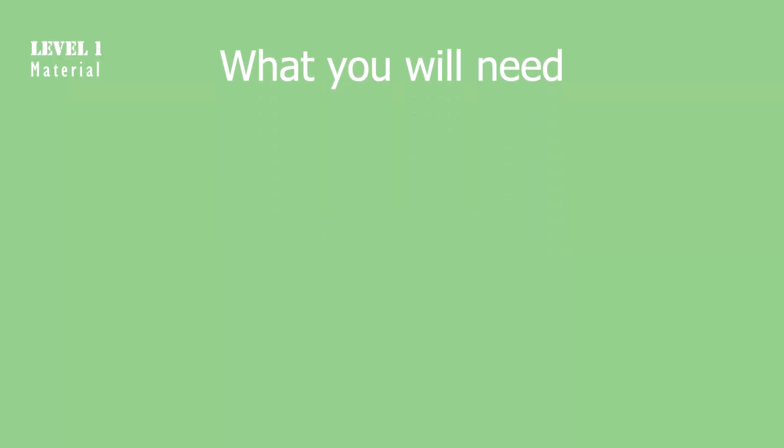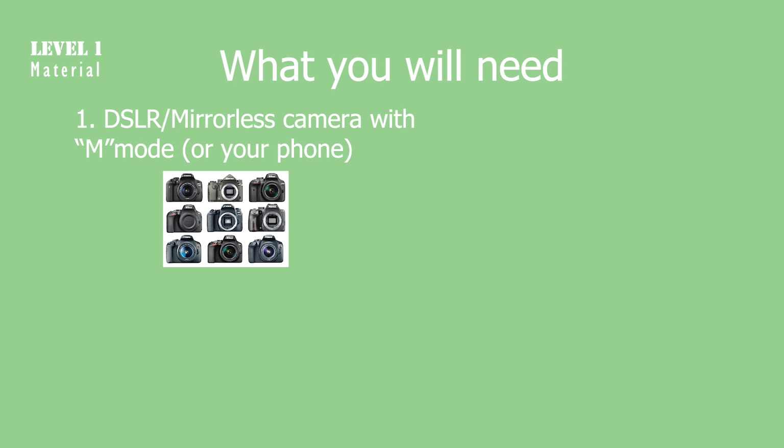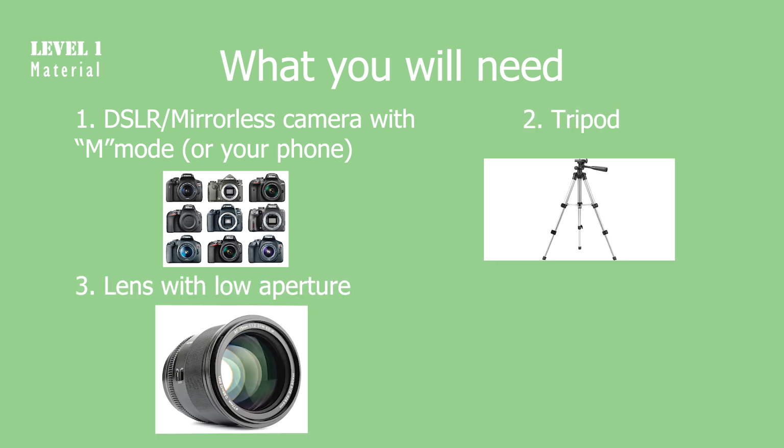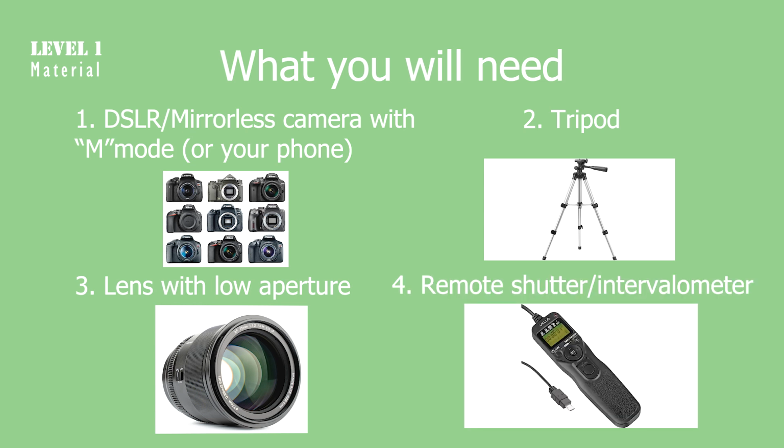At this level, all you need is a DSLR or mirrorless camera with manual settings, a sturdy tripod, and ideally a wide-angle lens with a large aperture, something like f/2 or lower if possible. A remote shutter or an intervalometer also helps reduce camera shake, but it's not absolutely necessary.